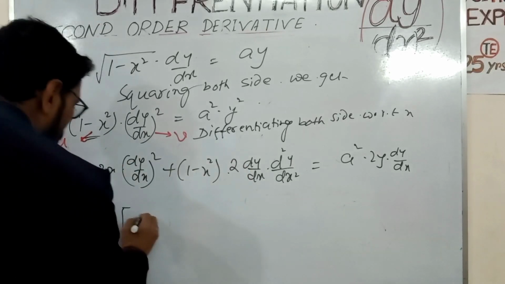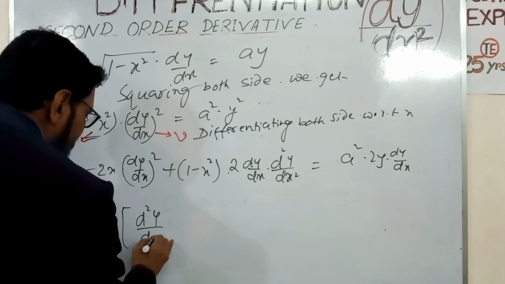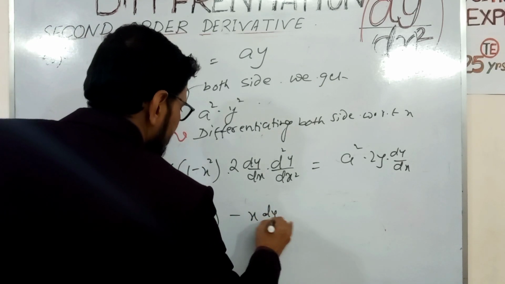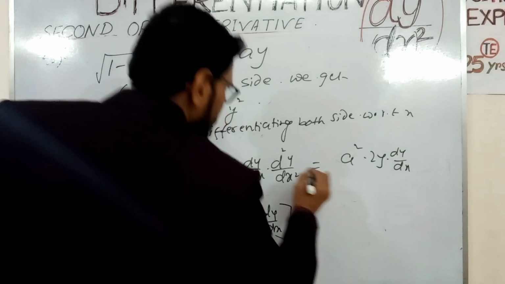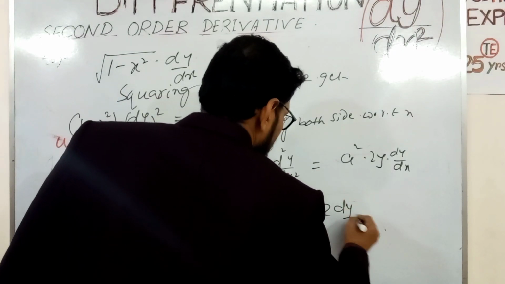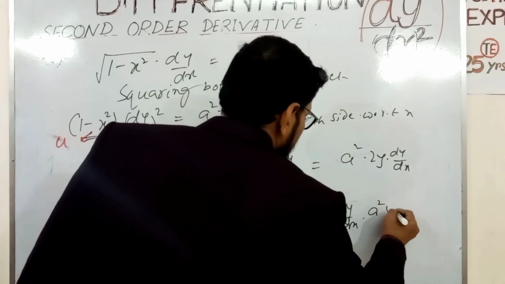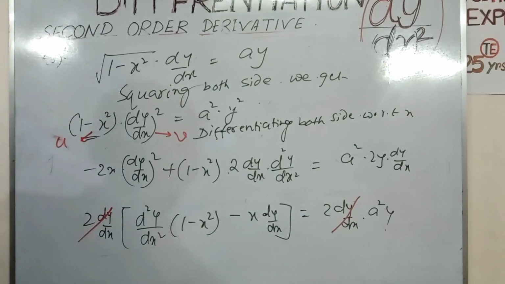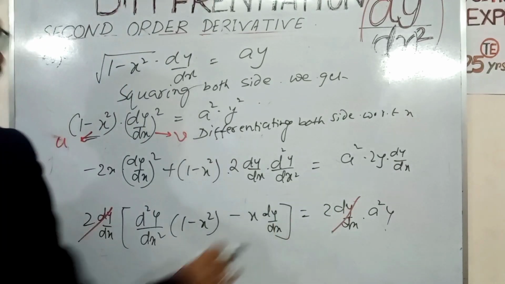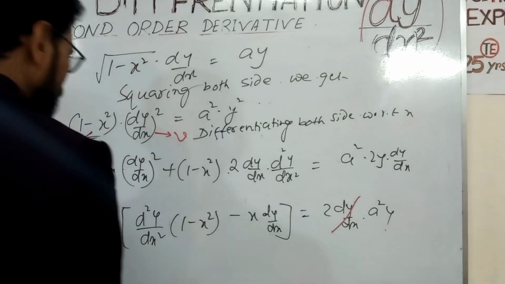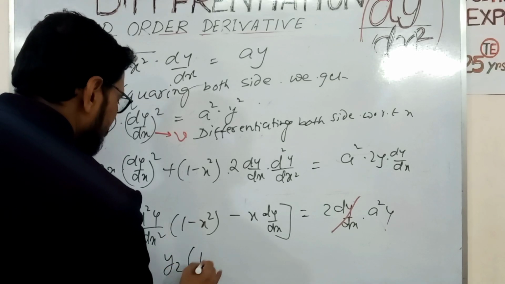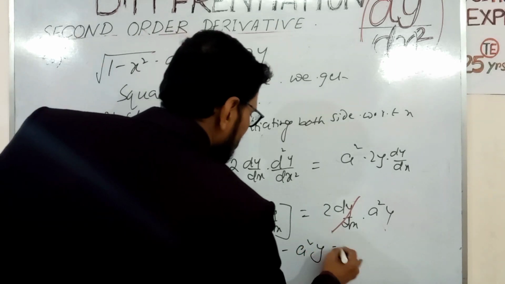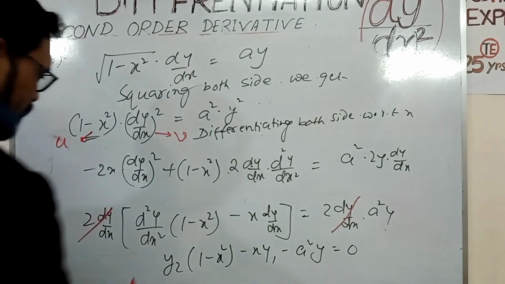Take 2 dy by dx common first. Now cancelling 2 dy by dx from both sides, we get this equal to this. So this is the required proof. The proof is y2 into 1 minus x square minus x y1 minus a square y equals 0. So this is the required proof.